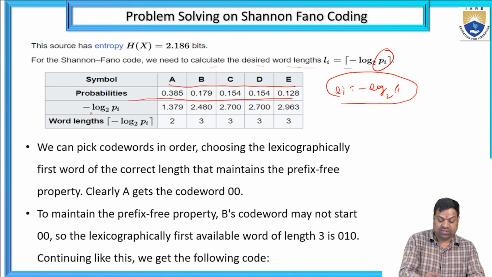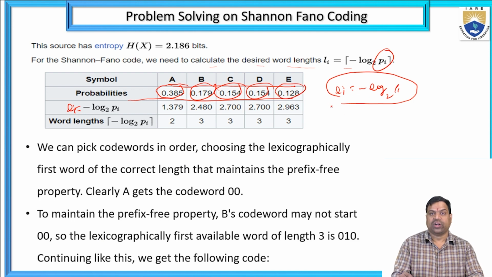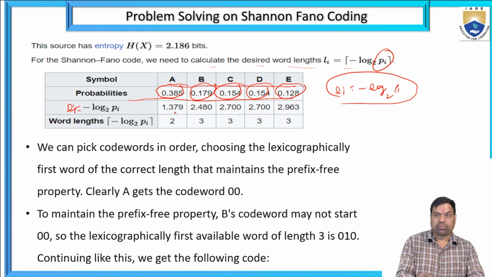So what is the length? Here Li equals the length. I am finding the length from minus log base 2 of Pi: minus log 2 of 0.385, minus log 2 of 0.179, minus log 2 of 0.154, minus log 2 of 0.154, and minus log base 2 of 0.128. So what values am I getting? 1.379, 2.480, 2.7, 2.7, 2.9. So what is the word length? It equals minus log base 2 of Pi.